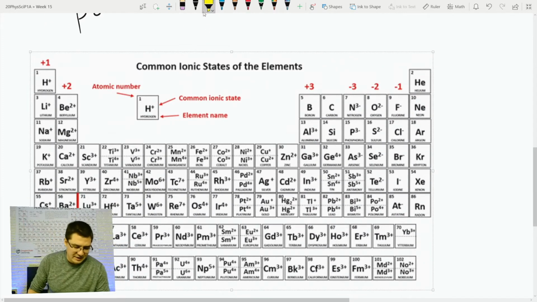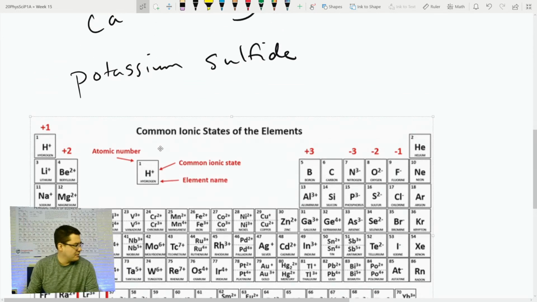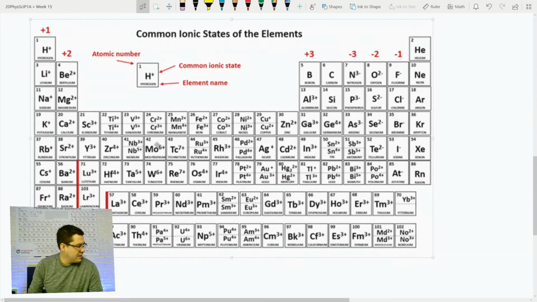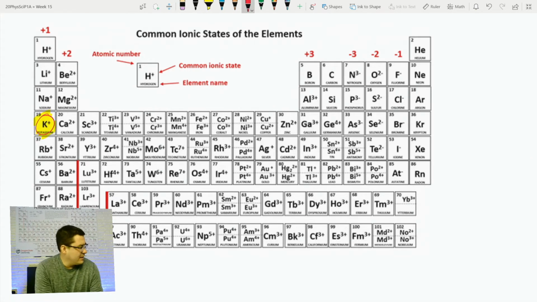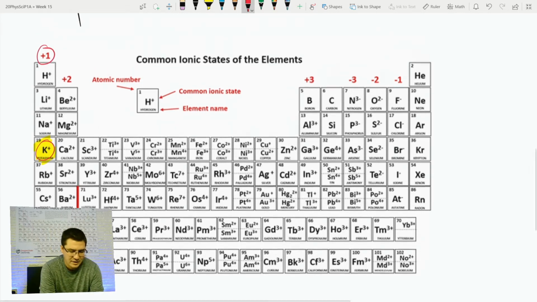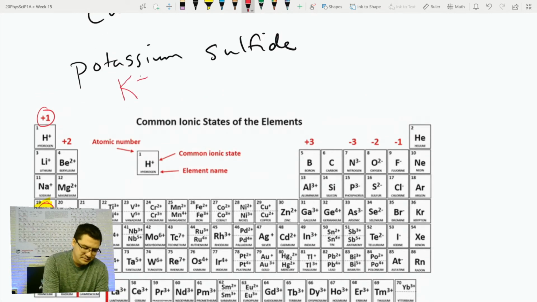Okay, and I'll highlight in here. So we were doing potassium sulfide this time. So I find potassium, potassium's K, and you can see it likes to be K+, meaning it likes to lose one electron. Its oxidation number is +1. So potassium, K+.